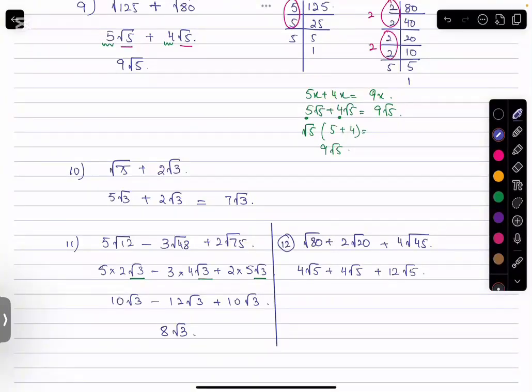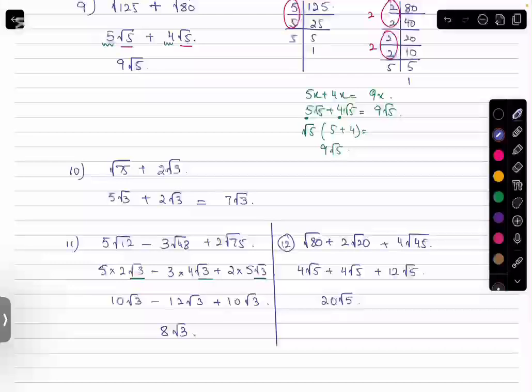And then what is the final answer? 20 root 5. So, Mama, what about you? Yeah, 20 root 5. What was your working? The same. I converted 80 into 4 under root 5, 2 into 4 under root 5, and 45 into 12 under root 5.